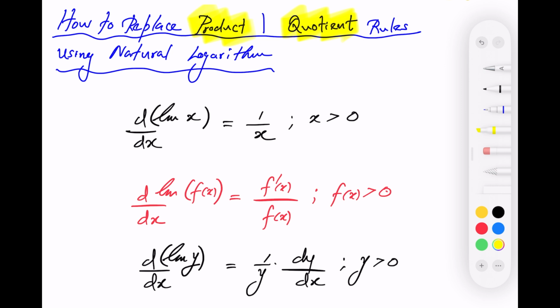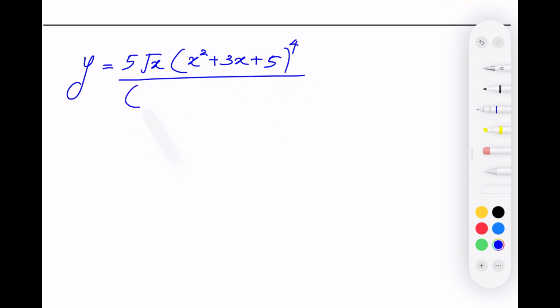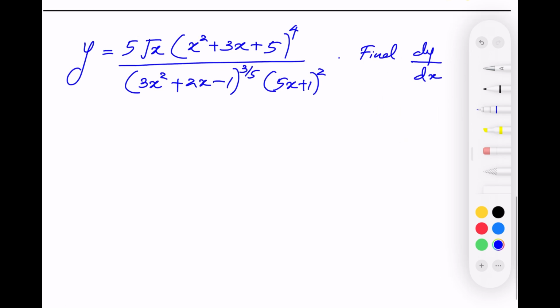Let's say we need to differentiate the function y equals 5 square root of (x squared plus 3x plus 5) raised to the fourth power, all of that divided by (3x squared plus 2x minus 1) raised to the 3/5 times (5x plus 1) squared. We need to find dy by dx. This function looks really complicated.